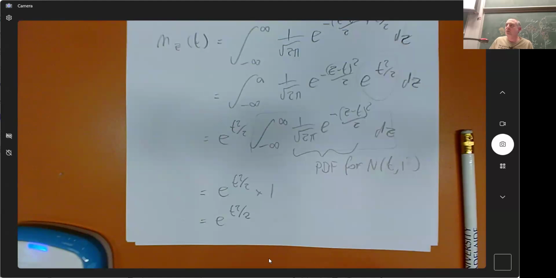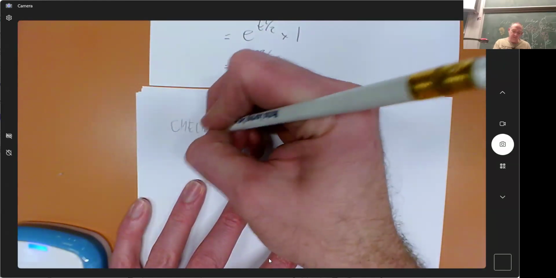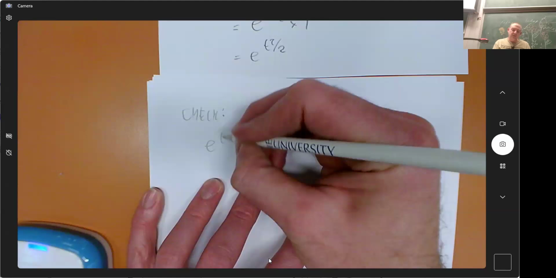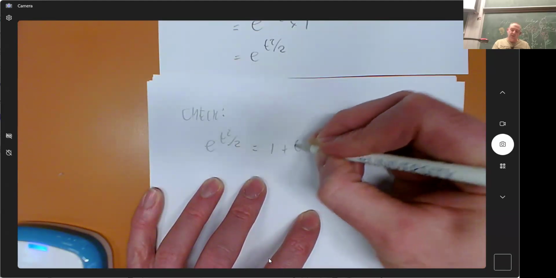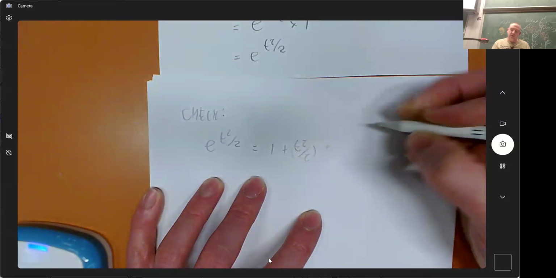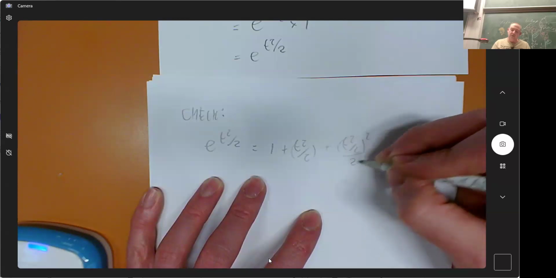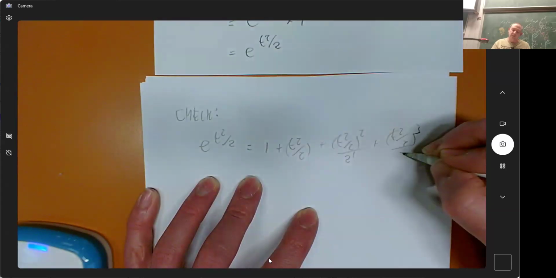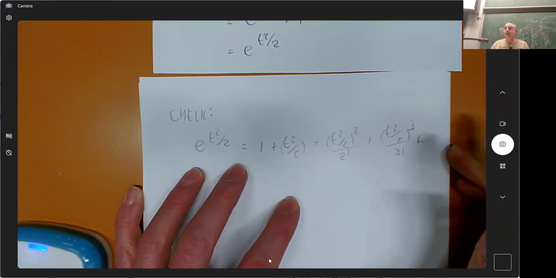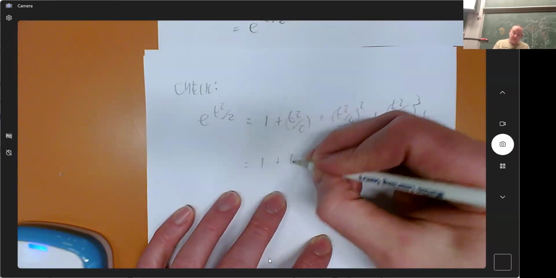And let's just check, right? Just check. E to the T squared on 2 would be 1 plus T squared on 2 plus T squared on 2 squared on 2 factorial plus T squared on 2 cubed on 3 factorial plus forever, right? Just being absolutely clear on what I'm doing here.